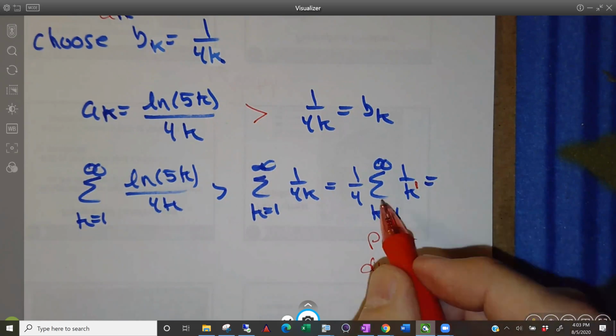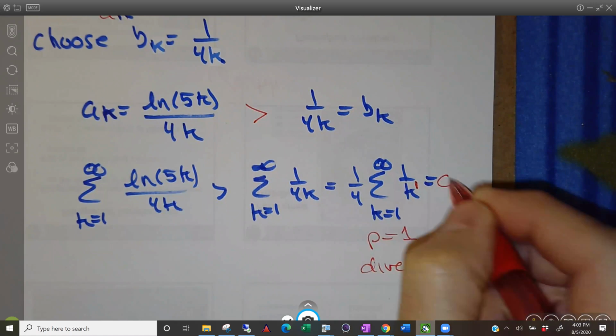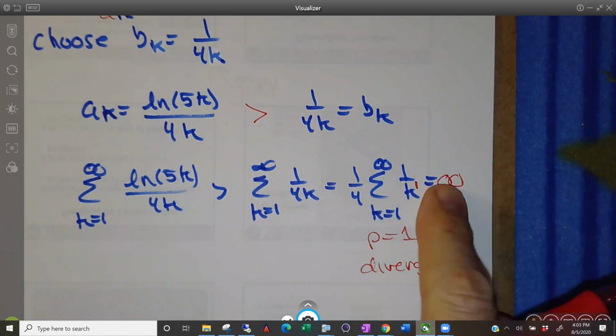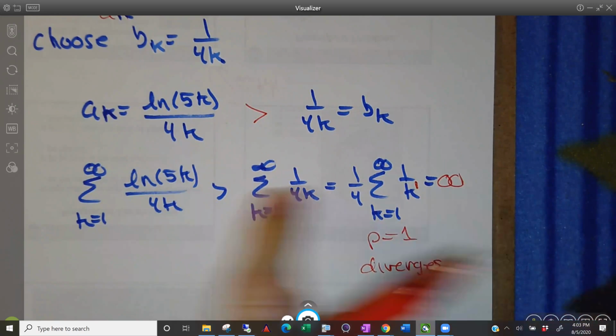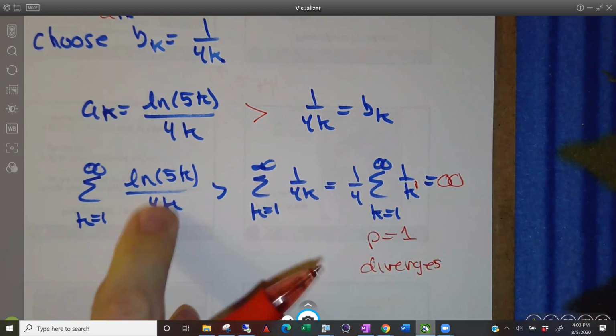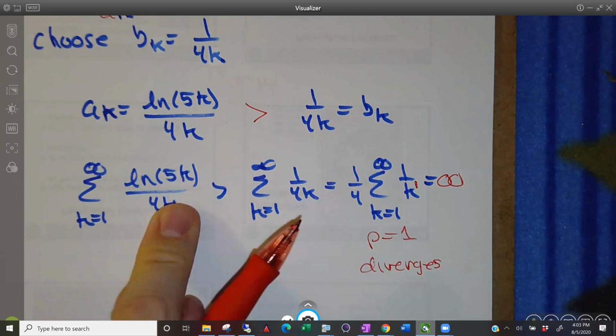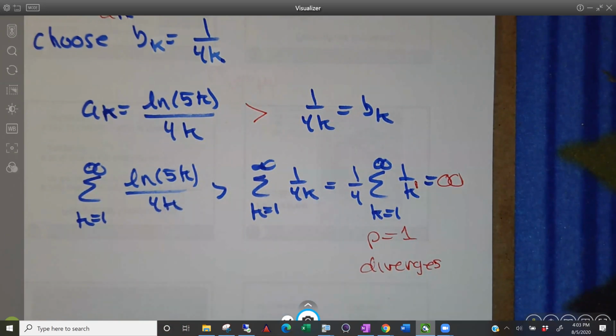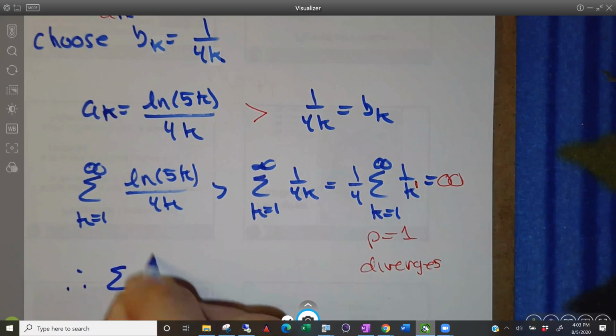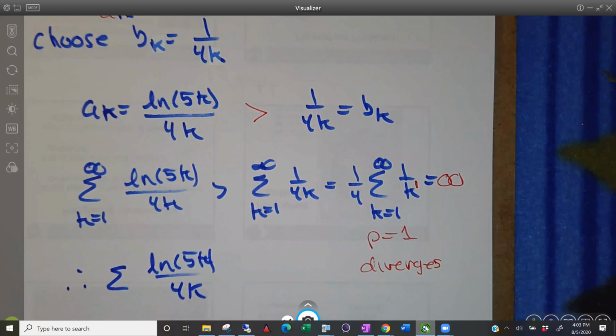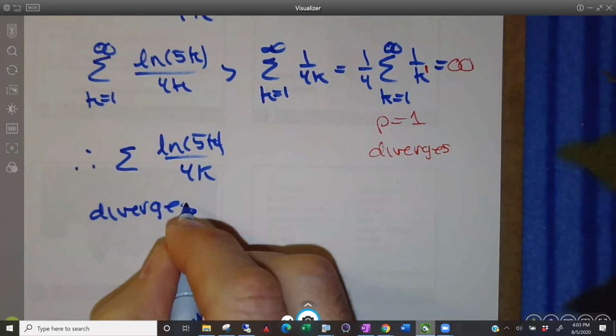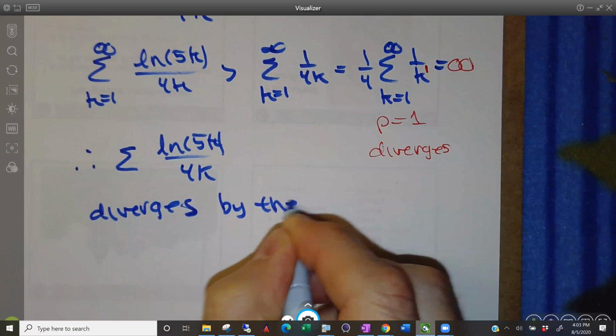Now, if it diverges, essentially that means this is infinite. And if this is infinite and this is smaller than this, what's that telling me about this series? Can this converge? Can this be finite? No. So therefore, the series ln of 5k over 4k diverges by the direct comparison test.